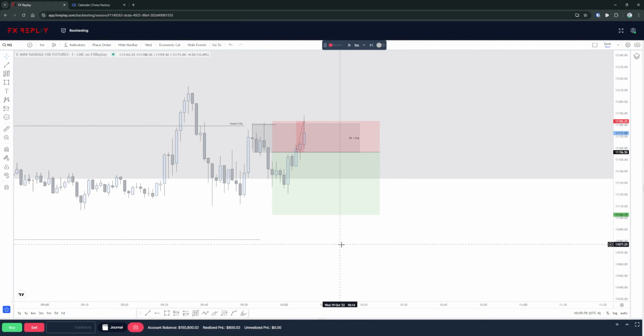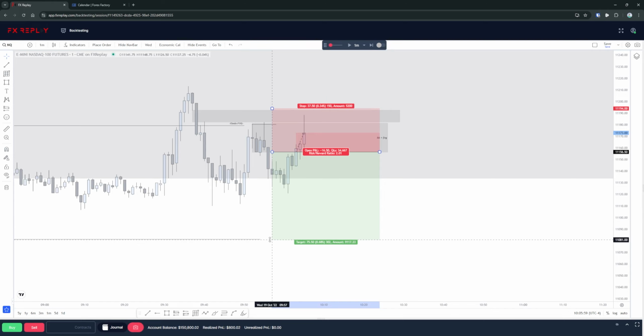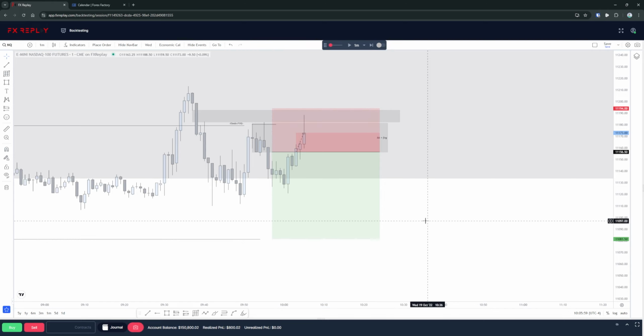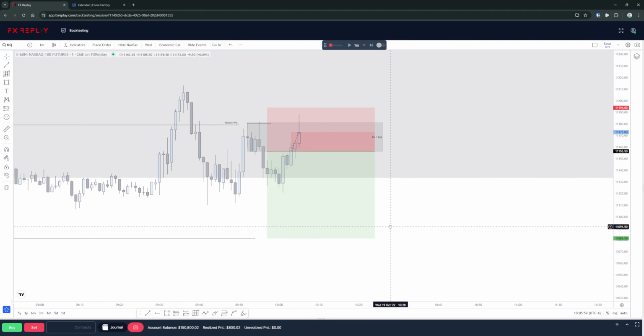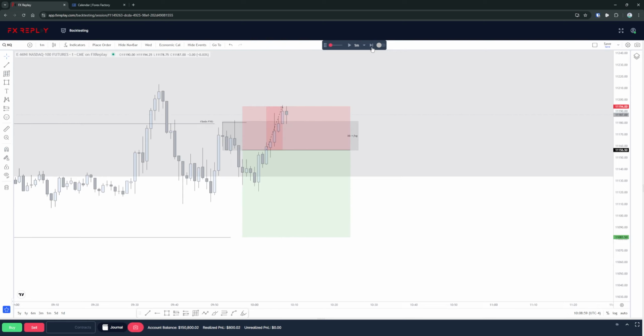it's not a 100% win rate model. Do you know what I mean? No model is, but it's a game of probabilities. So we'll see what happens now. Notice how we have a fair value gap here. Let's refine our stop and see if our stop loss placement was wrong. Our stop loss placement wasn't wrong anyway, because of this FVG we still would have got stopped out.